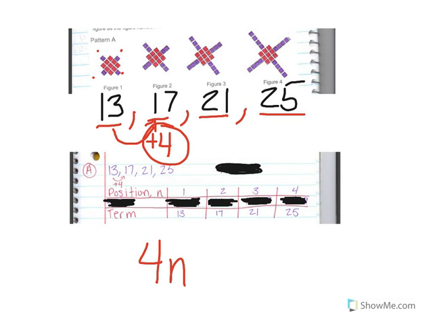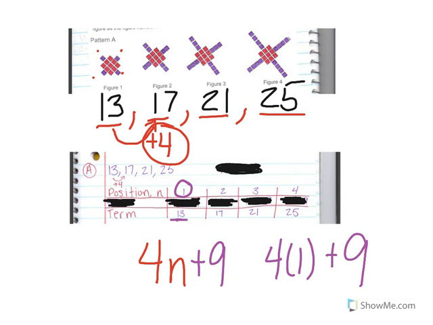And for our first term, for position 1, that would be 4 times 1. And to get from 4 to 13, we need to add 9. So we have 4n plus 9. That's what we have for our equation.